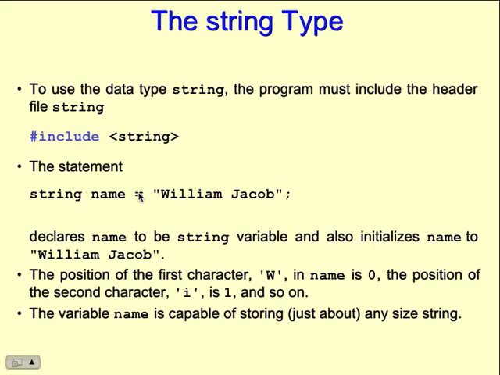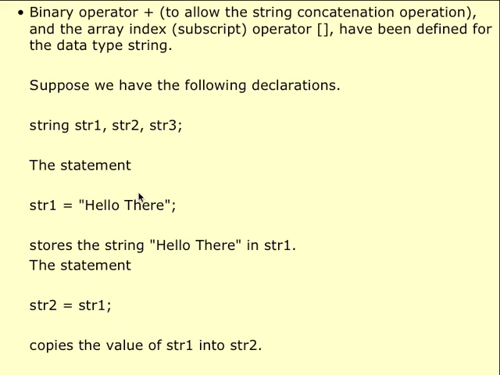So you can use a string, and I have some examples coming up of that actually. You can use a string as an array of characters and vice versa. And the binary operator, the plus, can be used because it's overridden in the string class, so it is used for the concatenation operation. The array index subscript operator, this one here, has been defined for the data type.